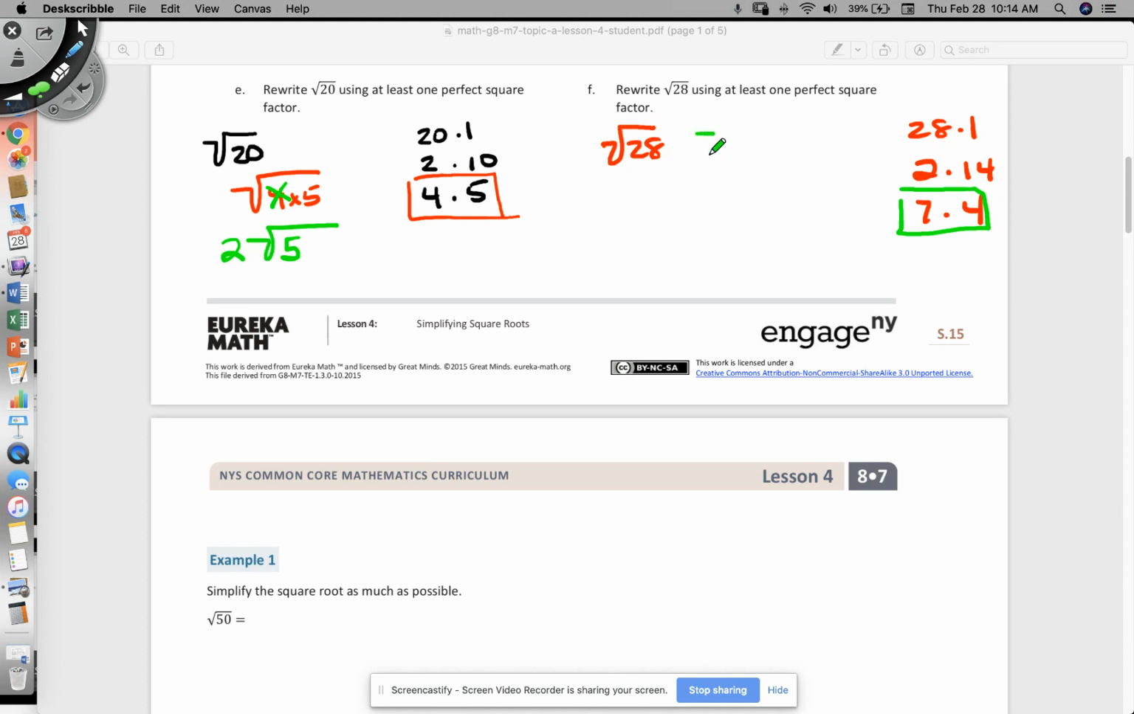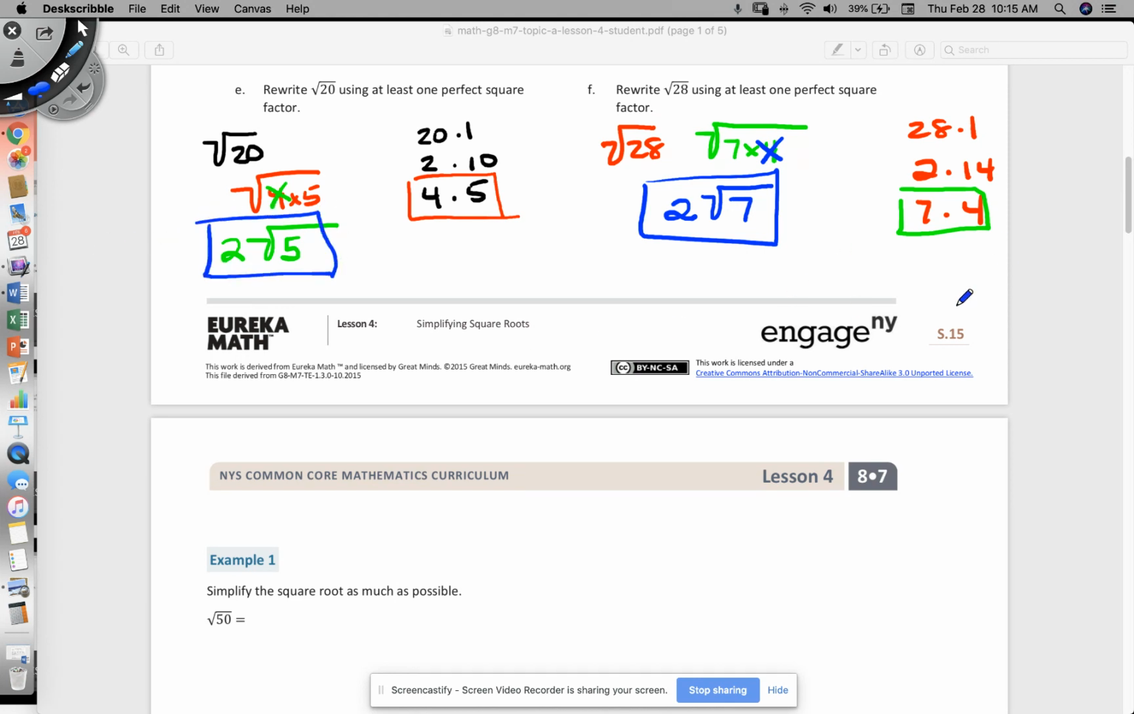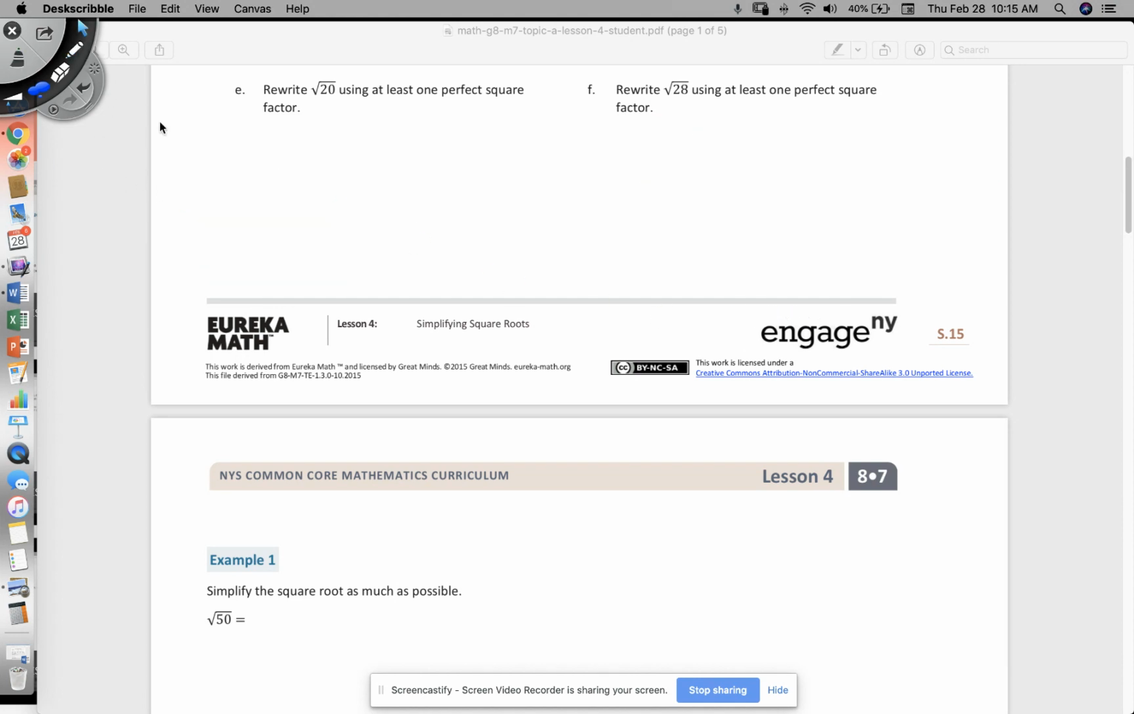So I write a longer square root, and I put 7 times 4 inside. Now, my 4 is a perfect square, so I'm going to cancel that out and make it the 2 on the outside. And then root 7 is all that's left. So that is my answer. So hopefully you got something similar, or at least now you can see which combo I chose to use. All right, let's go on to example 1.